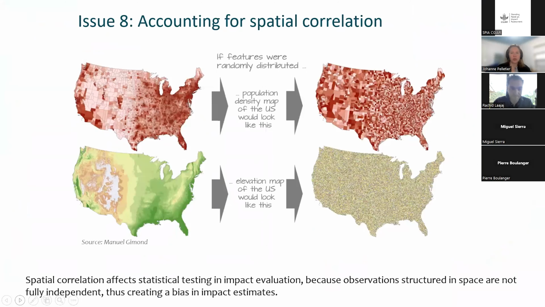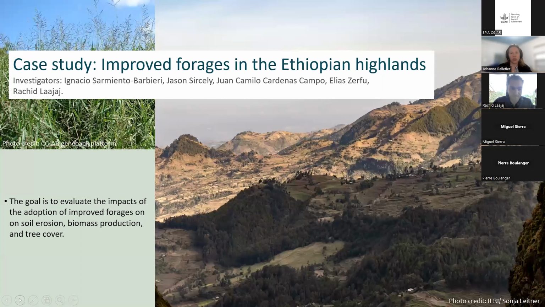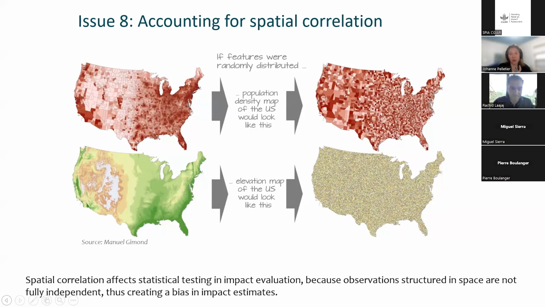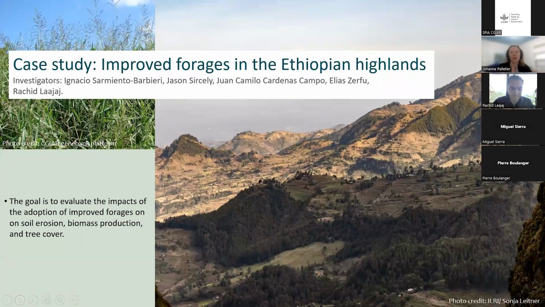Another issue is, sorry, I'm skipping a bit ahead, spatial correlation. So if things are not structured in space, for example a population, as you can see on the map, that would look like this elevation. We know that things are structured in space, and that has an impact on what is happening.